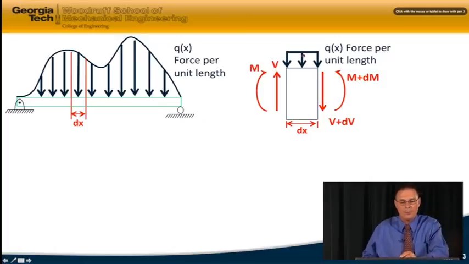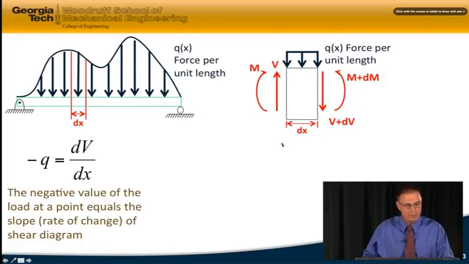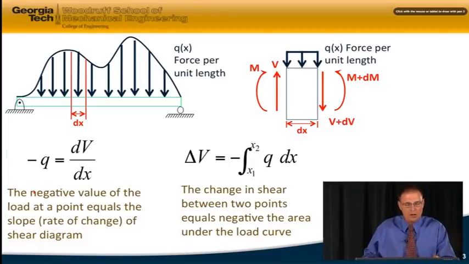We looked at the free body diagram of a differential element, and we came up with the following relationships. We found that the negative value of the load at any point equals the slope, or the rate of change, of the shear diagram. And we found that the change in shear between 2 points equals the negative of the area under the load curve.